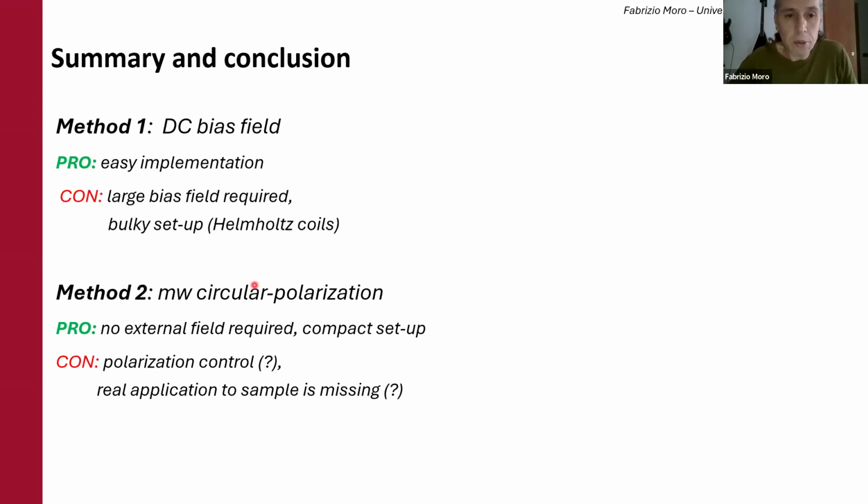The microwave circular polarization method, on the other hand, doesn't require any external magnetic field, therefore it's much more compact setup. However, the downside is that it requires very high skills to design these microwave strip lines with a high degree of control of the phases between them, the polarization of these microwaves, and therefore the phase between the two microwave ports.